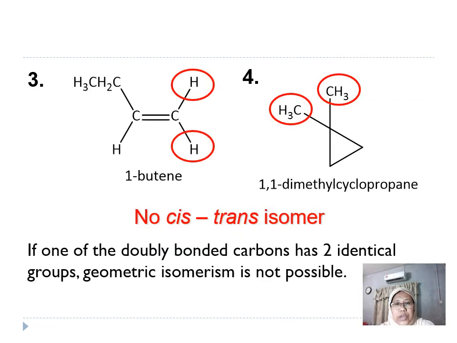For example, 3 and 4, we show to you here the restricted carbon has the same group attached to it, or here in 1-butene it's the same hydrogen atom, so there would be no cis-trans isomer. As also this second compound, 1,1-dimethylcyclopropane, it has the same 2 methyl groups at the carbon. The restricted carbon is here in the cyclopropane. So if one of the doubly bonded carbons has 2 identical groups, geometric isomerism is not possible.